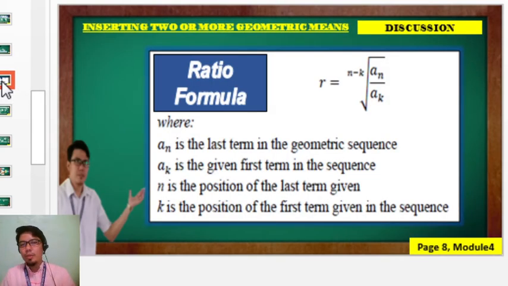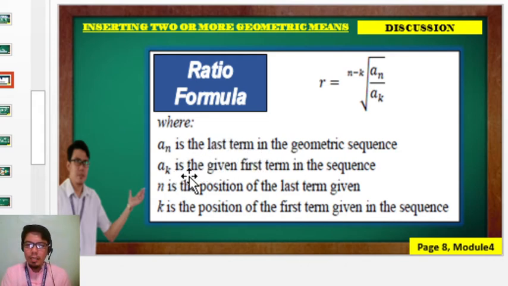Now how about if we are going to insert two or more geometric means? Meaning there is more than one geometric mean that we're going to insert. So another formula can be used. That is the ratio formula: r equals the n minus k root of a sub n over a sub k. Here, a sub n is the last term in the geometric sequence.